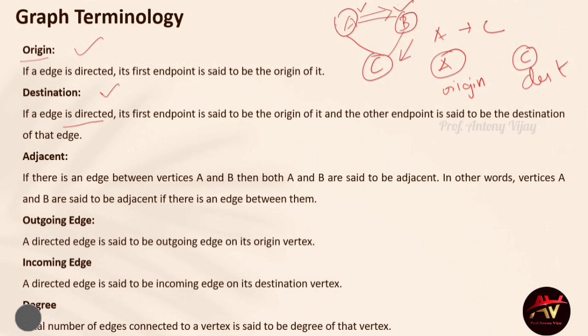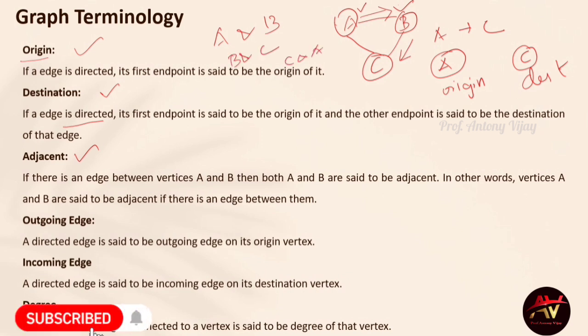Okay. So another term is called adjacent. Adjacent means there is an edge between two vertices. For example, there is an edge between A and B. So A and B are adjacent, and B and C are adjacent, and C and A are adjacent. So these are the adjacents.